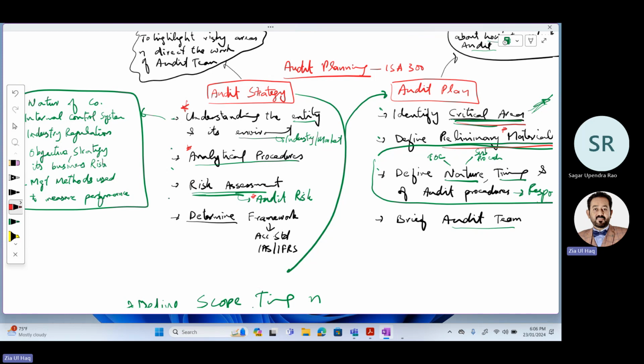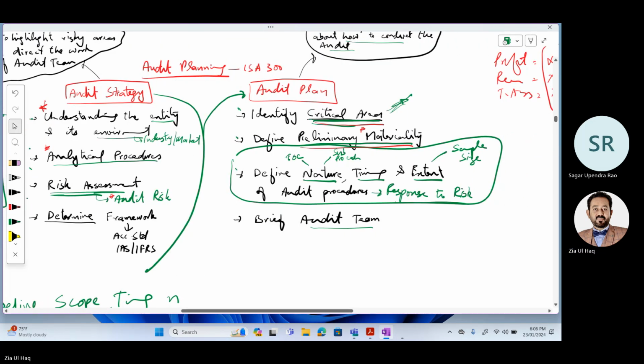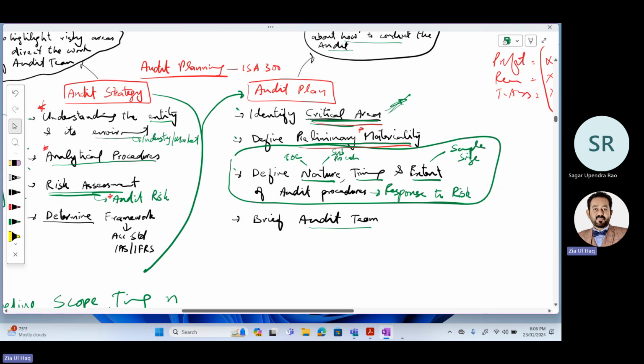And we need to define preliminary materiality. How to define preliminary materiality, we will discuss again today. And we need to define the nature, timing, and extent of audit procedures, meaning the response to risk. We communicate all these things to the audit team so that they are aware of the risky areas where they have to perform detailed work, meaning substantive procedures. We will define a materiality level: below this amount, any misstatement will be considered immaterial, and above this amount, misstatement will be considered material.